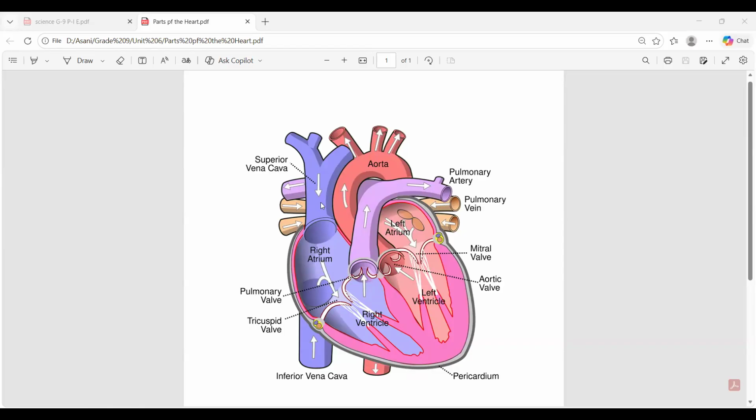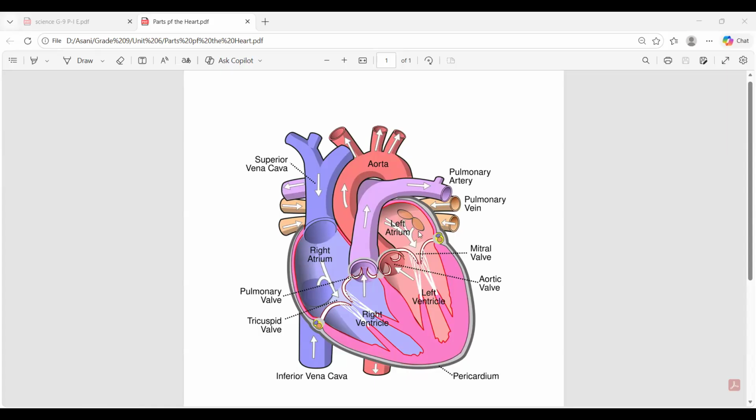Okay, so the superior vena cava is there, it opens into the right atrium. The inferior vena cava is there, it also opens here into the right atrium, and you can see here there is a tricuspid valve. This is the right ventricle. Between the right ventricle and right atrium, tricuspid valve. And from the right ventricle, you can see here the pulmonary artery starts. There is the pulmonary valve, the pulmonary semilunar valve.